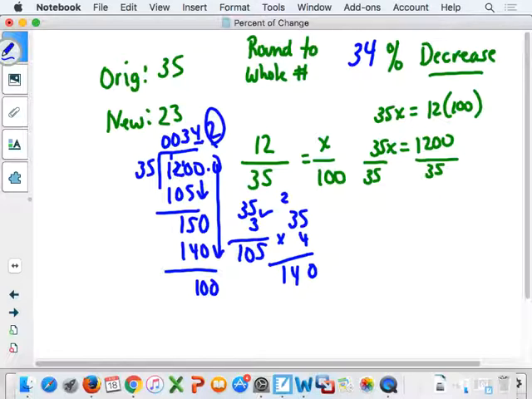So what we did is we took our difference over our original equals x over 100. This formed a proportion right there. How do you solve a proportion? You just cross multiply. Okay, let's try another one.